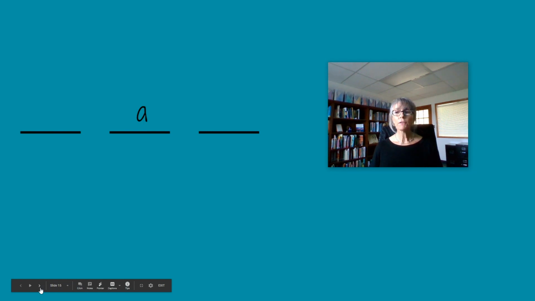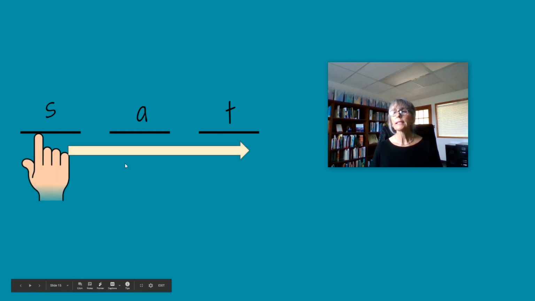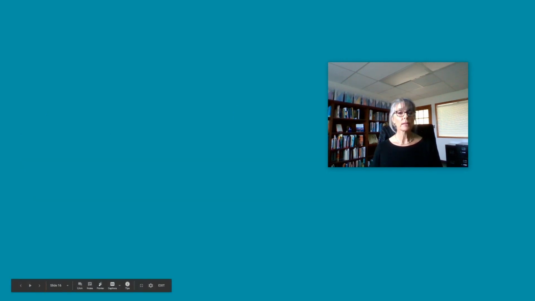Okay, what is the first sound you hear? S. Write the letter that makes this sound. What is the last sound? T. Write the letter that makes this sound. Now, read the word. We're going to start at the beginning, sat. Now, write the word. Okay, that is a way you can practice those sight words or high frequency words with your student.